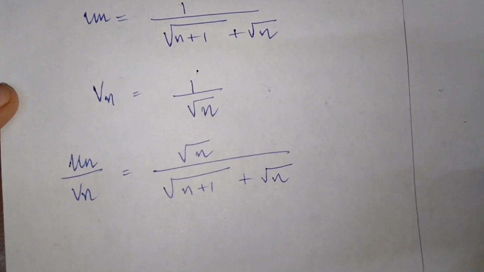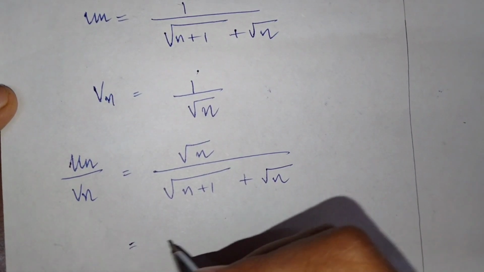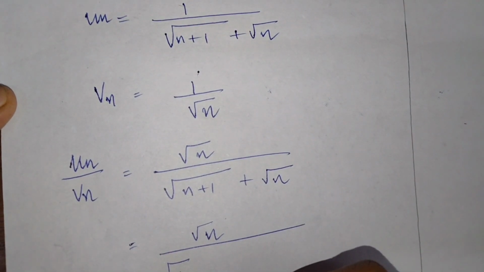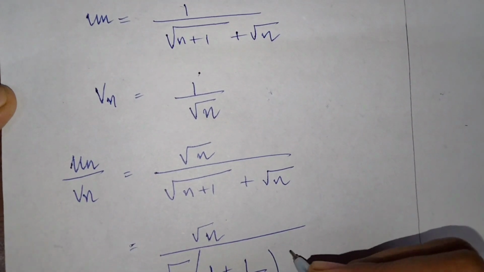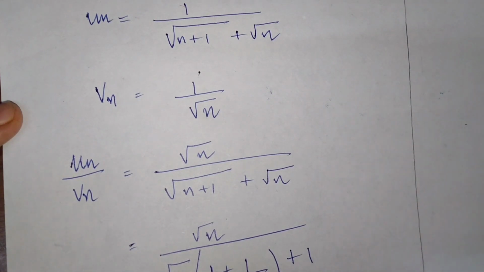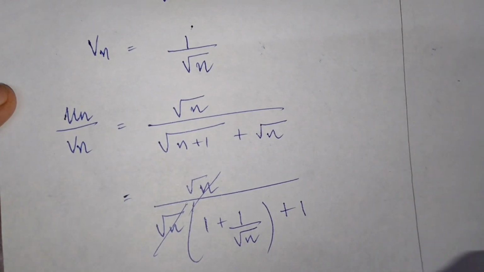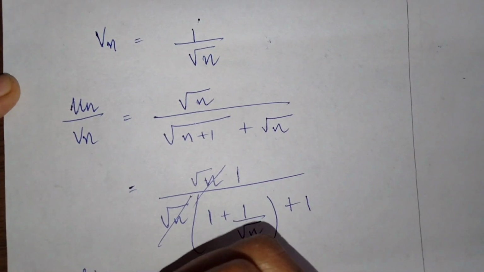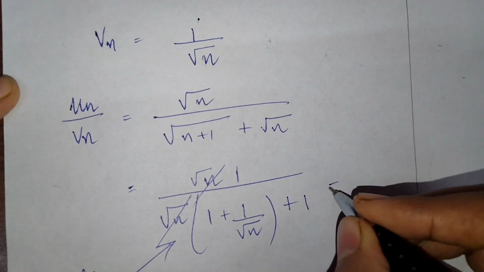Okay. And if we take under root n common from the denominator part, then we will get under root n upon under root n. If we take common, then here we will get 1 plus 1 by under root n plus 1. Okay. Now this and this term will get cancelled. So we will get this term. And now according to comparison test, if we put limit n tends to infinity in this equation, then we will get 1.